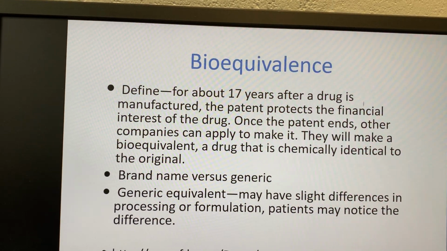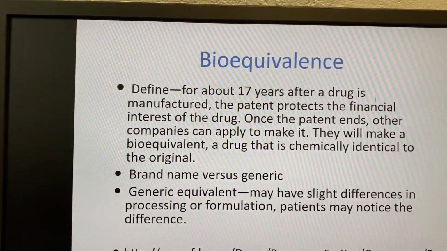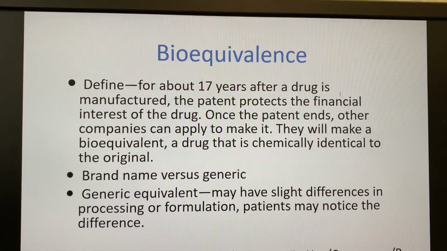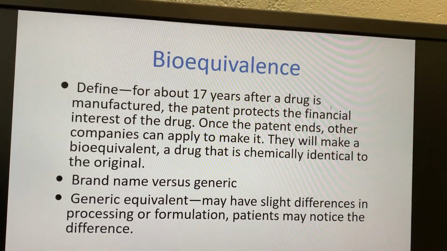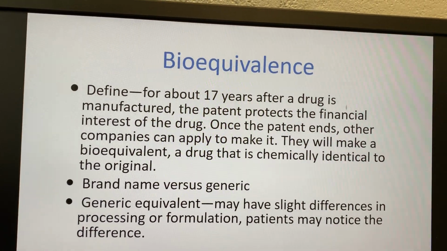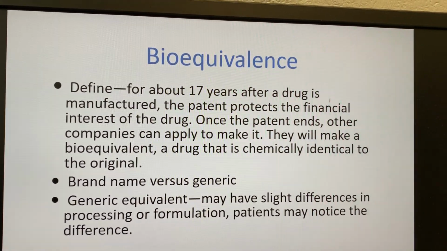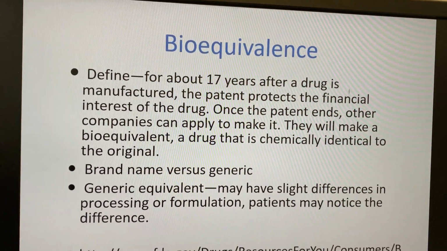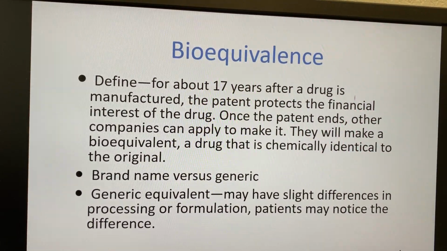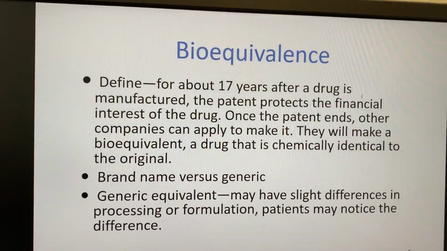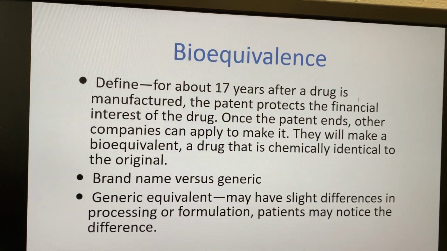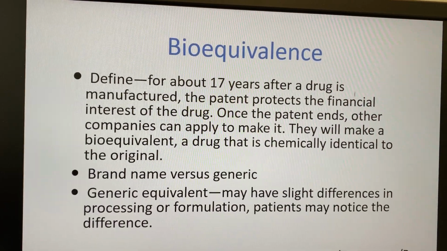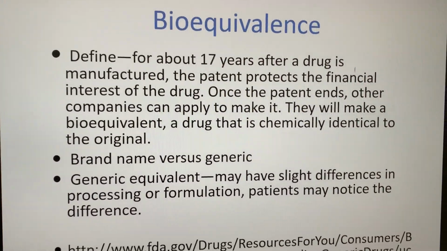Now, eventually that patent's going to come to an end. If the drug has made a huge amount of money for that company, they might want to continue that. But usually after a drug's been out there for 10, 15, 20 years, they can make more money by selling the formula for that drug to other companies. Maybe the drug is no longer a really hot seller like it used to be, but it's still a good drug and other companies would like to make it, so they can pay that original company for the patent. So that company makes a bioequivalent. They create a drug that is chemically identical to the original. And that's where you have brand name versus generic drugs.